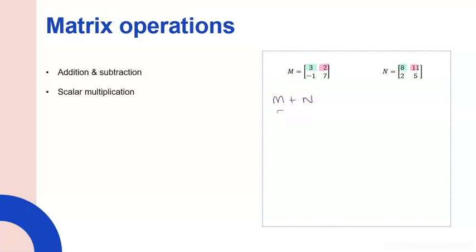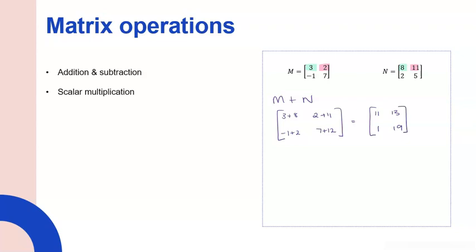So if I write that out, I'll be doing 3 plus 8 in that spot for row 1, column 1. Row 1, column 2, I'll be doing 2 plus 11. Row 2, column 1, negative 1 plus 2. And row 2, column 2, 7 plus 12. And so that means I end up with a matrix that is 11, 13, 1, and 19.